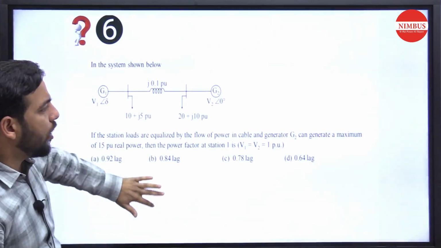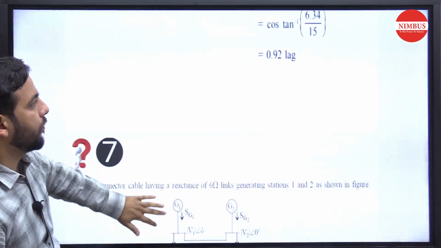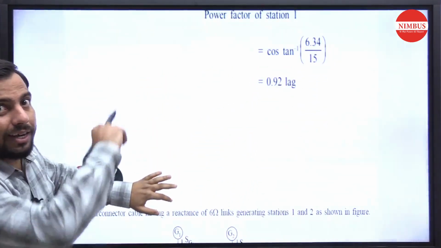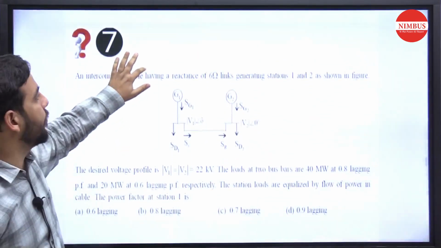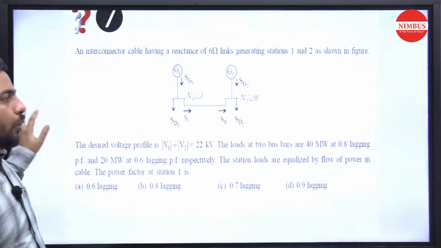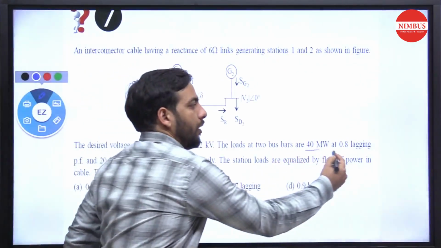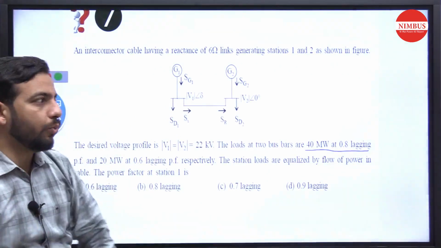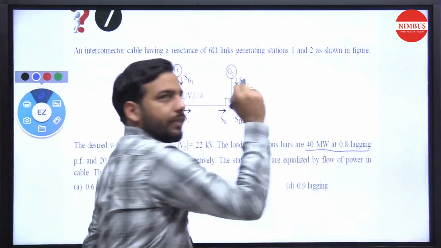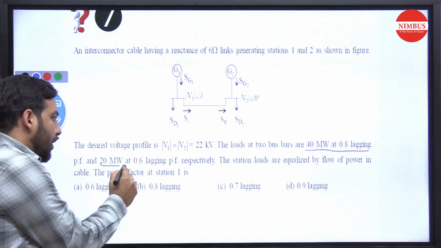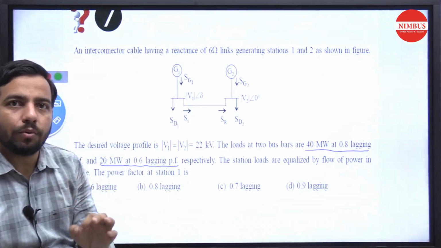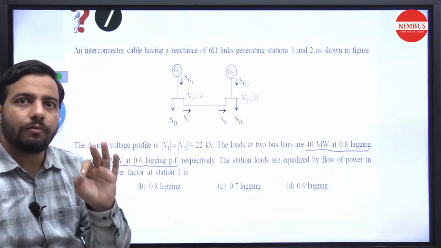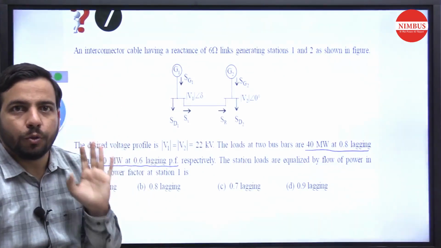Okay, the next question is the same. Lagging power factor is why? Because Q is positive, and if it had a negative value, then it would be a leading power factor. Same question here: two loads, two bus bars, 40 megawatt. From here you can calculate SD1, PD1 plus jQD1, plus meaning lagging power factor. Next is 20 megawatt at 0.6 lagging power factor. So from here you can calculate PD2 plus jQD2, because this is a lagging power factor, so it will contain the positive value of Q.